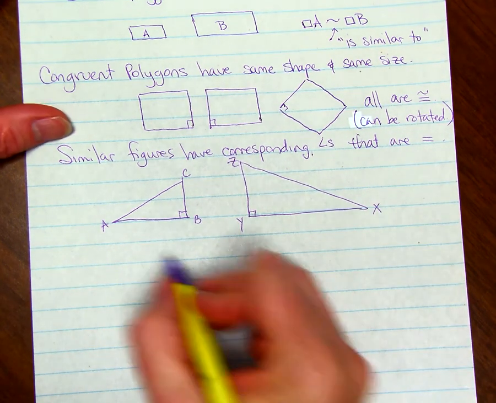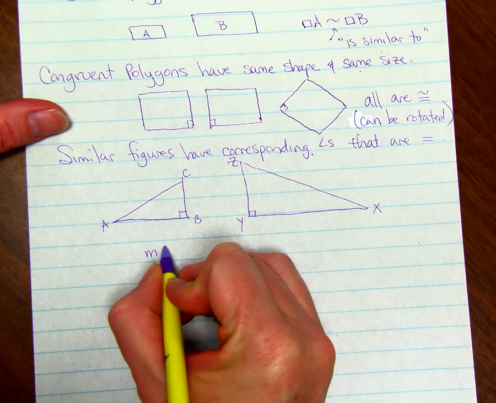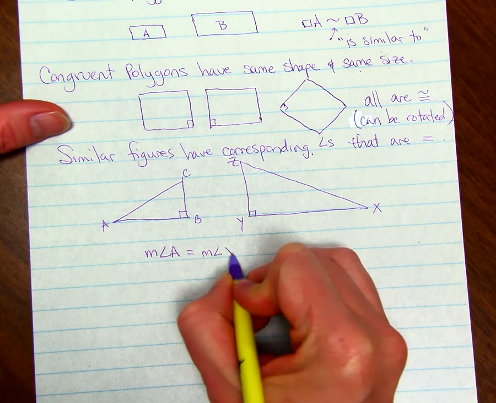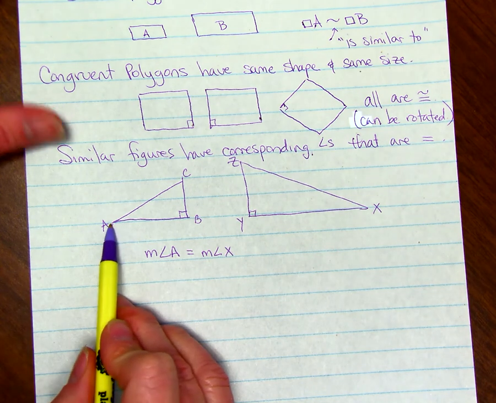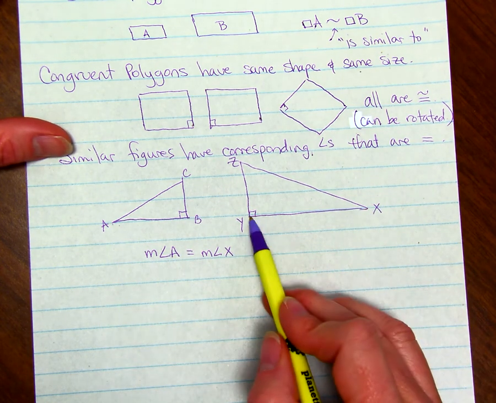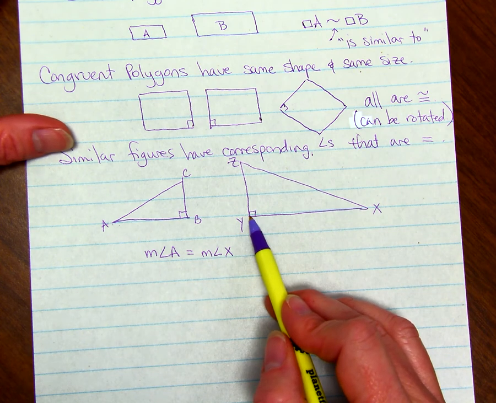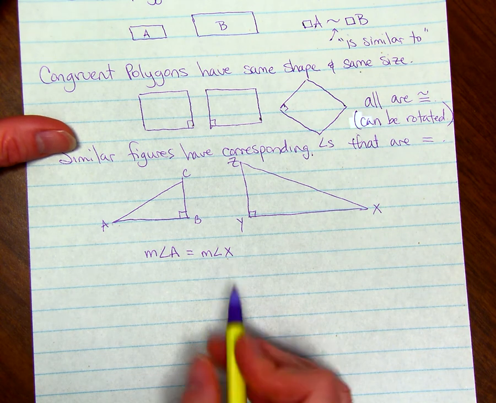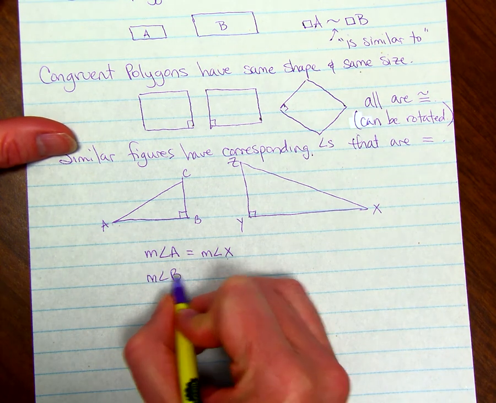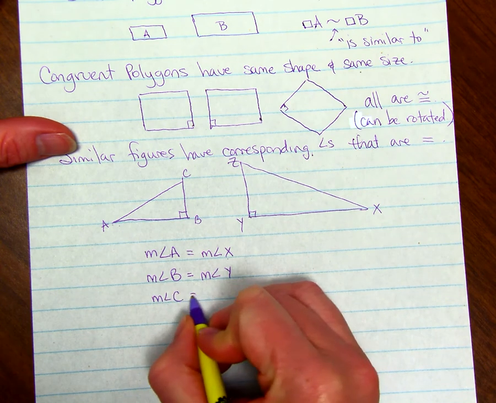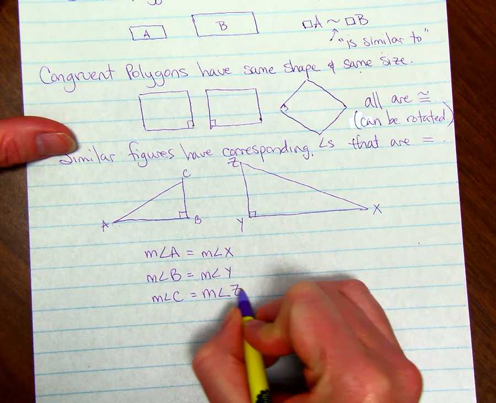We could say that the measure of angle A is going to equal the measure of angle X. So if you look at where A is, it's straight across the bottom from the right angle. And the angle that's straight across the bottom from the right angle on this triangle is angle X. So we know that those two line up. The measure of angle B is going to equal the measure of angle Y, and the measure of angle C is going to equal the measure of angle Z.